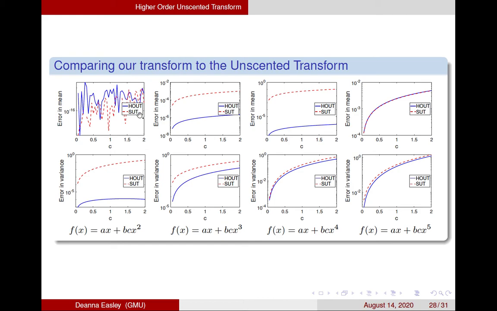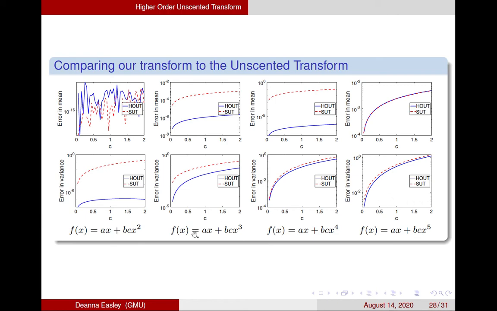HOUT is the higher order unscented transform, shown here in blue, and SUT is the unscented transform, shown here in red. We can see when estimating the mean how, with the quadratic functions, our transform is comparable to the SUT, with minimal error close to machine epsilon and pretty much the same results for the quintic case. And with the cubic and quartic functions, our transform performs better. And when estimating the covariance, in every case of function, our transform outperforms the unscented transform.